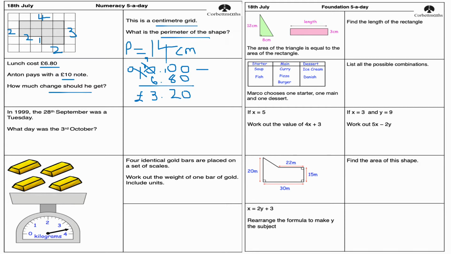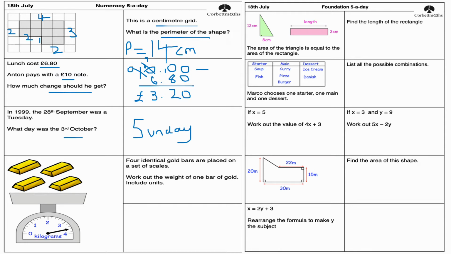Okay, next question, guys. In 1999, the 28th of September was a Tuesday. What day was the 3rd of October? Well, the 29th of September was a Wednesday. The 30th was a Thursday for that year. Okay, so it's 30 days in September. Okay, 1st of October is a Friday, 2nd is Saturday, so the 3rd is a Sunday, guys. So it's 5 days later after the 28th.